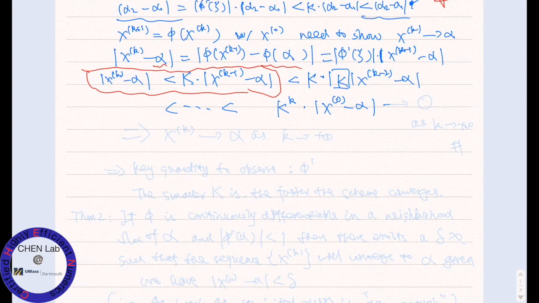Do you have that concept from calculus? Go to 0. Even if the capital K is 0.99, you keep raising the power, you're going to get 0, as long as it's less than 1. Right? If you don't believe it, you have to do it by hand or on computer by yourself. So we showed that the absolute value of the difference goes to 0, which means xk goes to alpha as k goes to infinity.